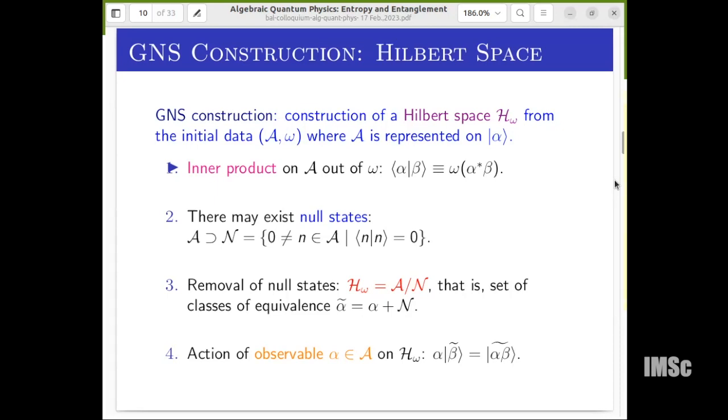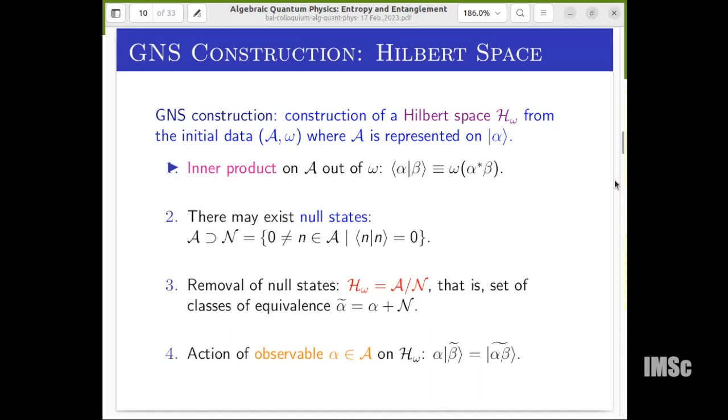So the element of A mod N, which I denote by alpha tilde, will be alpha plus this whole set of null vectors. So you are now dealing with not alpha, but alpha plus the set of null vectors. Now you label the vector not by alpha, but by the equivalence class containing alpha. Then one can easily prove that we don't have this problem of null vectors.